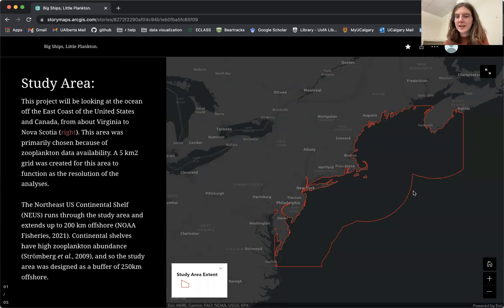So if you look at the study area, it looks like a buffer, which is exactly what it is. It is a 250-kilometer buffer offshore. I chose this value because there's something called the Northeast US continental shelf that runs through the entire length of the study area, and it goes up to 200 kilometers offshore. So I wanted to be able to capture that in my study area, mostly because continental shelves are really well known for having high zooplankton abundance.